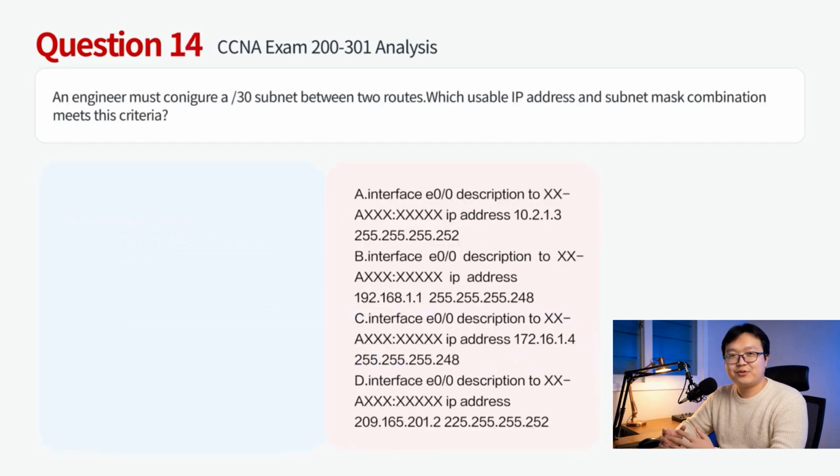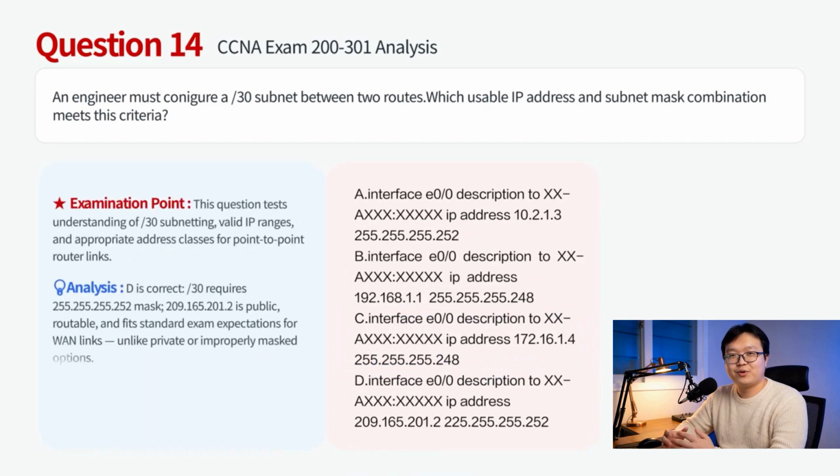A /30 subnet uses the mask 255.255.255.252 and contains only 4 addresses: network, 2 usable host addresses, and broadcast. 209.165.201.2 falls within the range of its subnet and is a valid usable host address. Therefore, this question chooses D.